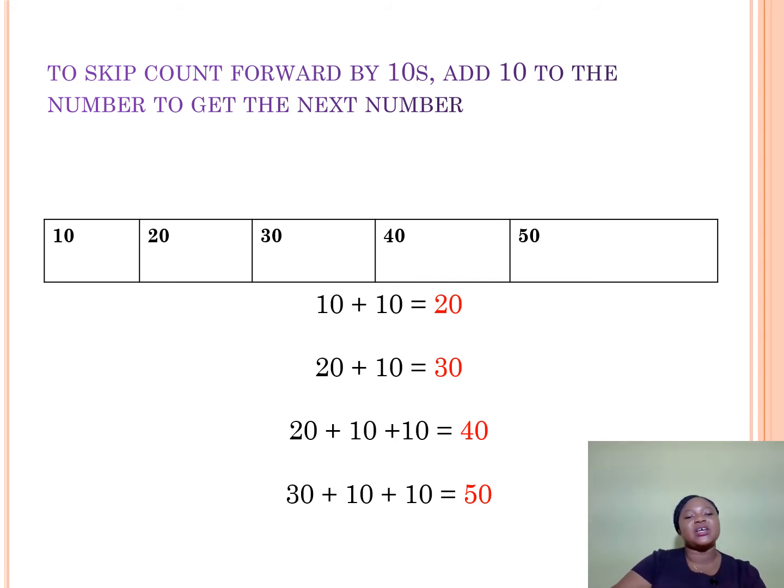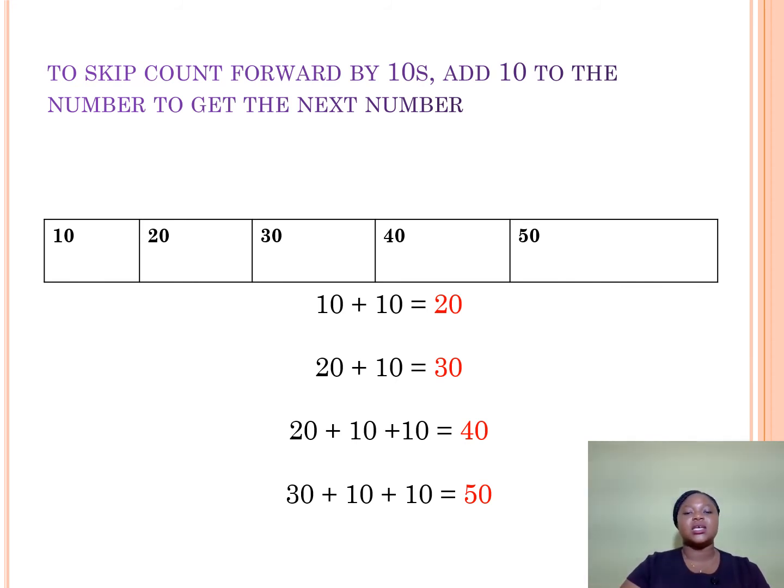So what we did at the previous slide, let's do it here. It's here again. So we have 10 plus 10, 20. So 20 plus this 10 will give you what? 20 plus 10 give you 30. Then 30 plus 10 will give you what? 40. 40 plus this 10 will also give what? 50. Good. So this is what we have here.